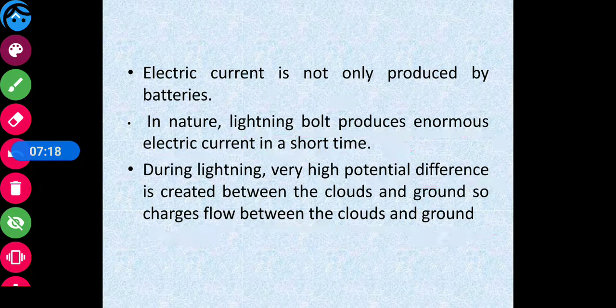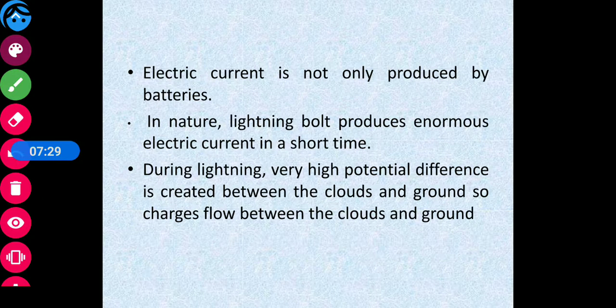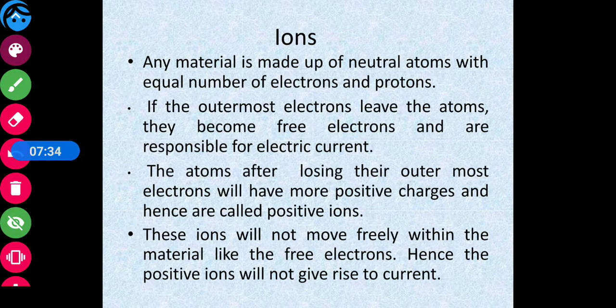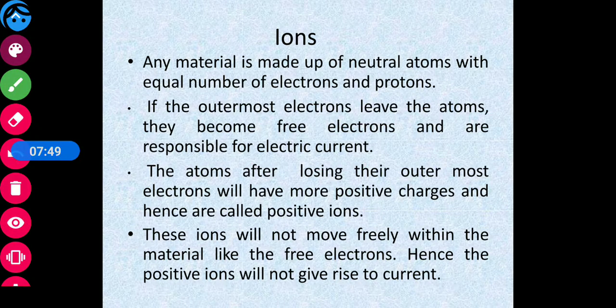During lightning, a very high potential difference is created between the clouds and the ground, so charges flow between the clouds and the ground. Now, you know that all materials are made up of atoms. If the outermost electron leaves the atom, then we have free electrons, which are responsible for the electric current. And the ions will not move freely within the material like free electrons, hence the positive ions will not give rise to current.